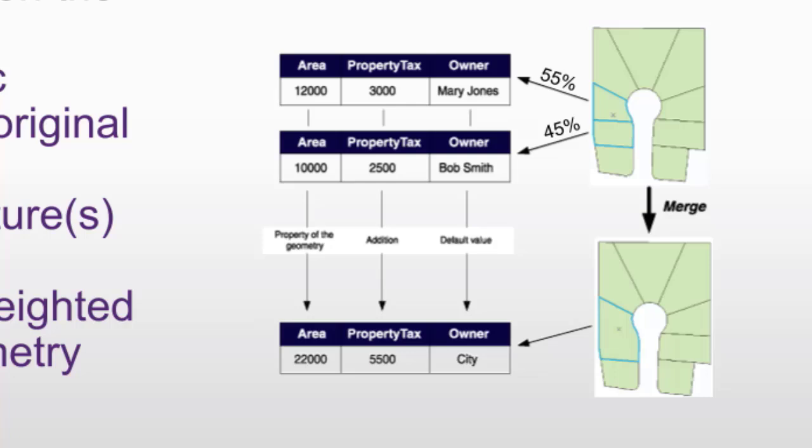So for the area field, it's just a property of the geometry. So it calculates the new area, which in this case just combines the area from the two parcels into the merged parcel. The merge policy for property tax is set to addition. So it just adds the two values together and assigns the property tax to the merged value. And for the owner, it's just set to default value. So instead of Mary Jones or Bob Smith, it just defaults back to whatever the default value for that domain is. In this case, it's assigned to city.